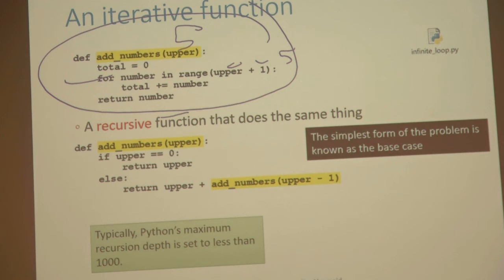This is the rotation. I could write it in recursive. In recursive, what we did, we created the add numbers function, and we have to have a base condition. What is the base condition? 0. If the upper equals 0, stop. Quit. Right? If the upper equals 0, quit. So what will happen in here? At the beginning, what is the upper value?